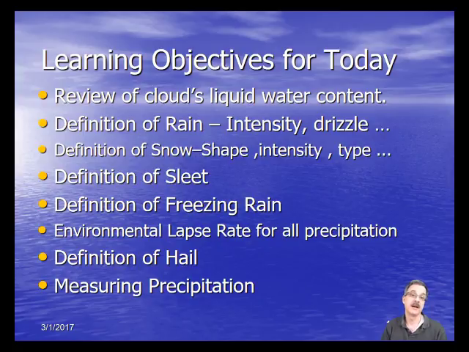You should know what the definition of freezing rain is, the temperature profile that produces freezing rain, how it is different from sleet, rain, and snow, and then the definition for hail, how hail is produced in cumulonimbus clouds, and then how we measure precipitation. So either it's a rain gauge, or one that is electronic that can be the measurement for ourselves, or it could be using a radar or Doppler radar.